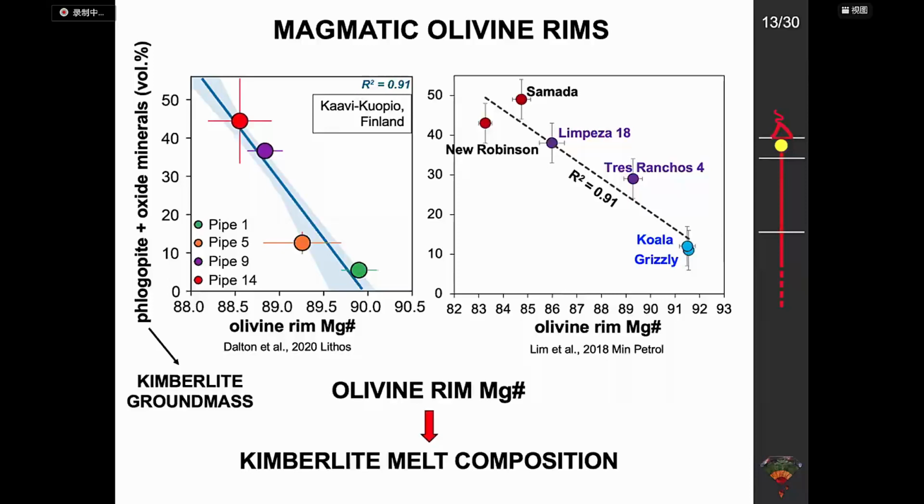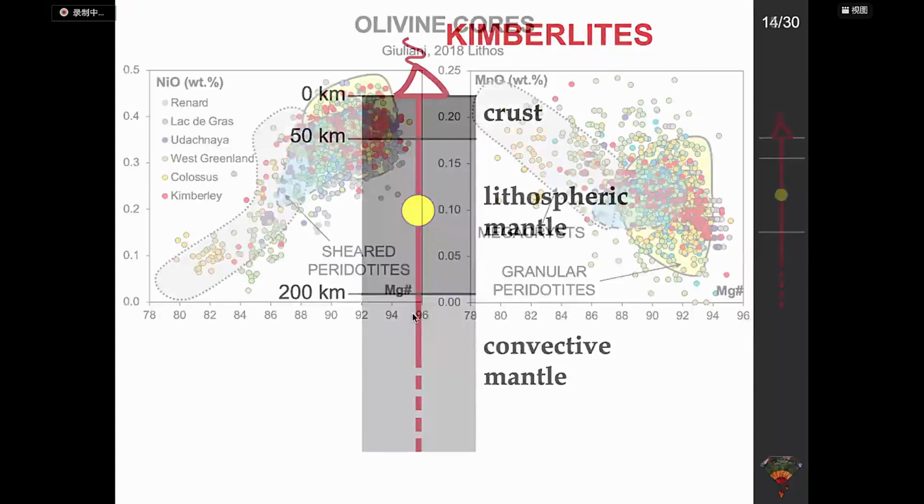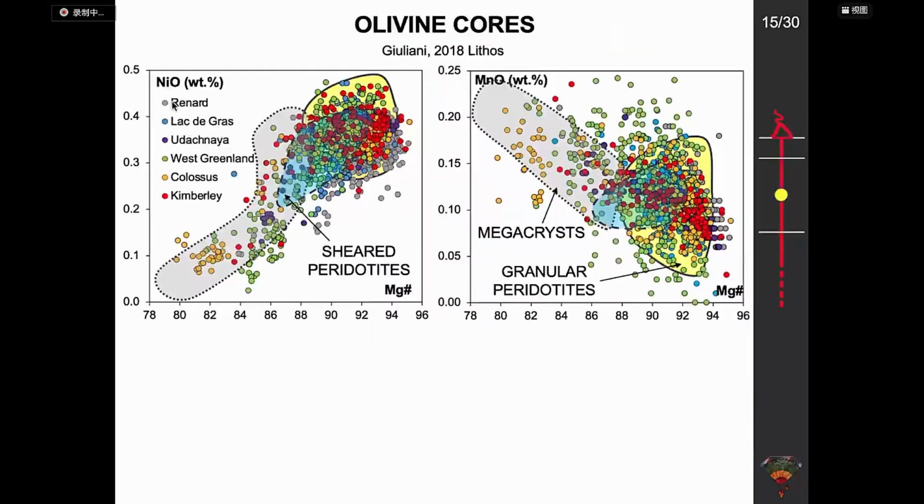But what about the cores? To talk about the cores, we have to continue our journey a little bit deeper and move to the lithospheric mantle. So these are two plots of the composition of olivine cores in representative kimberlites from around the world, for which abundant data exist. On the left-hand side, we have magnesium number versus nickel. On the right-hand side, magnesium number versus manganese.